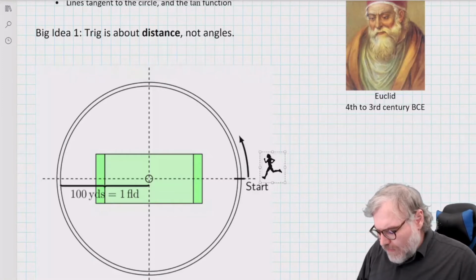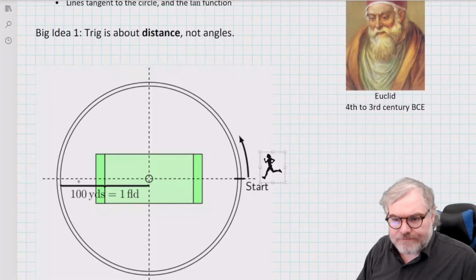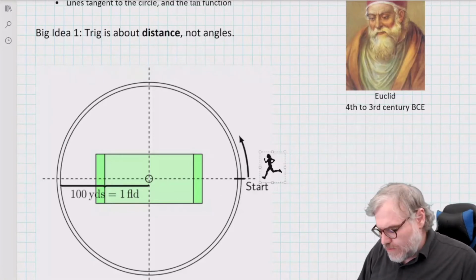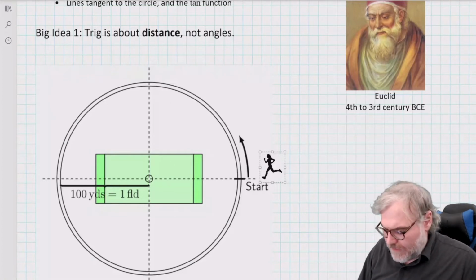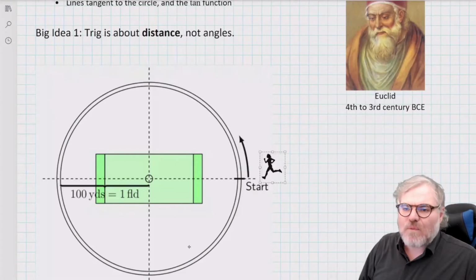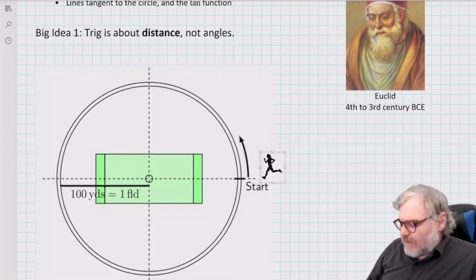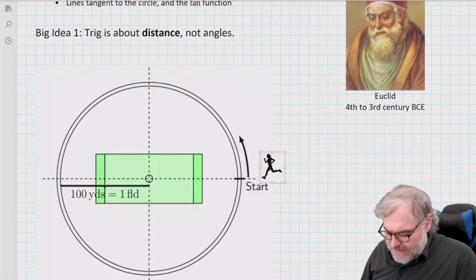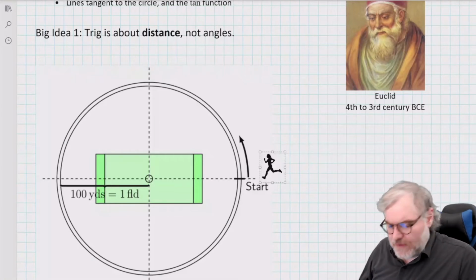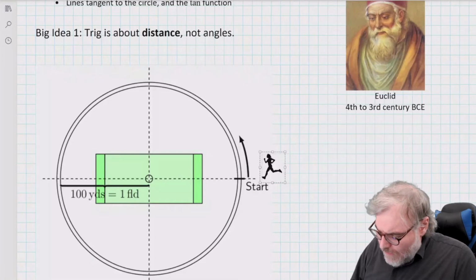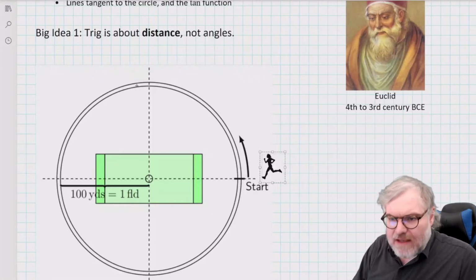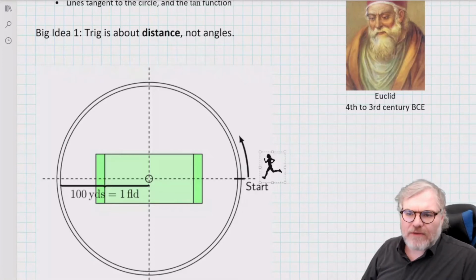Now, because we have all this stuff, the diameter of the racetrack is 200 yards. So the radius of the circle formed by the racetrack on the inside here is 100 yards. Now, this is what I mean when trig is about distance. The important thing is this 100 yards or one football field length, which I just called a field. The question is, what is the length of the track around the circle?